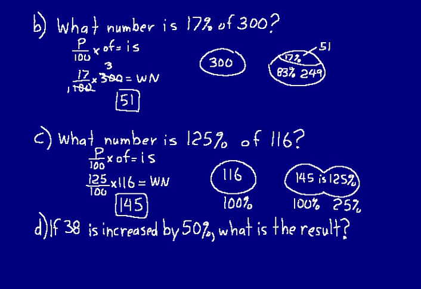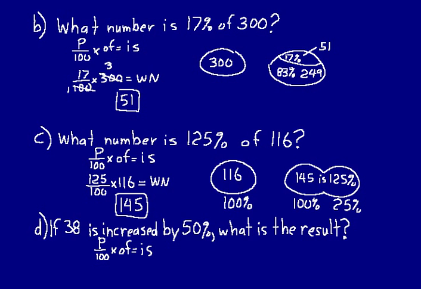Let's do one more problem. Look at D at the bottom there. If 38 is increased by 50%, what is the result? Okay, we see we have a percent problem, so let's just go ahead and write our formula down. P over 100 times of equals is. Now, this is worded a little bit differently than ones that we've been doing, and it says if 38 is increased by 50%.